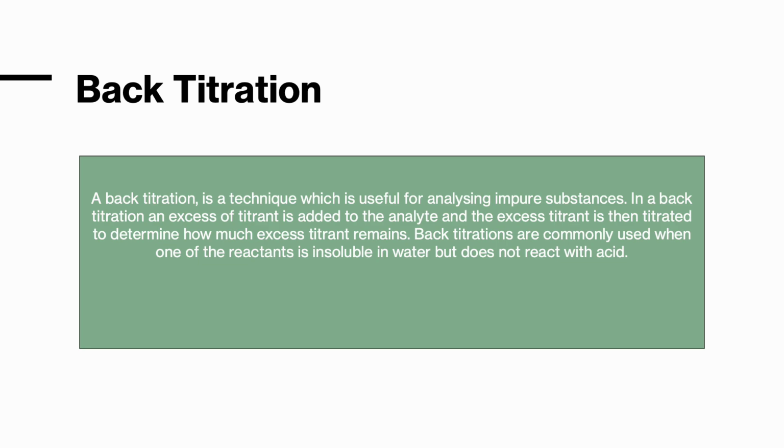A back titration is a technique which is useful for analyzing impure substances. In a back titration, an excess of titrant is added to the analyte, and the excess titrant is then titrated to determine how much excess titrant remains. Back titrations are commonly used when one of the reactants is insoluble in water but does not react with acid.